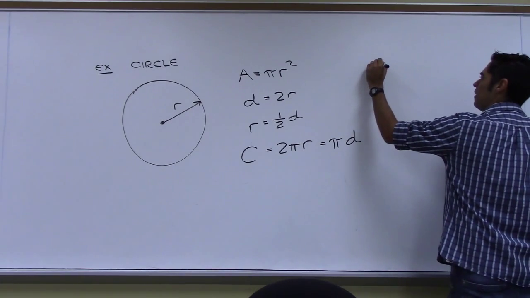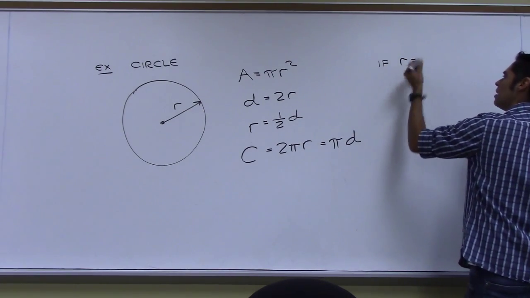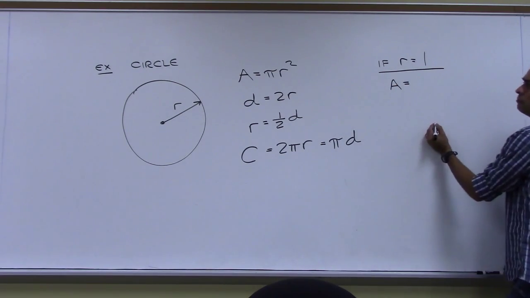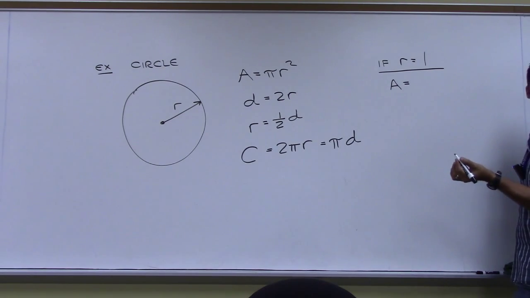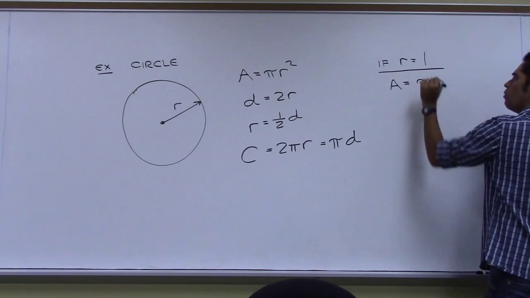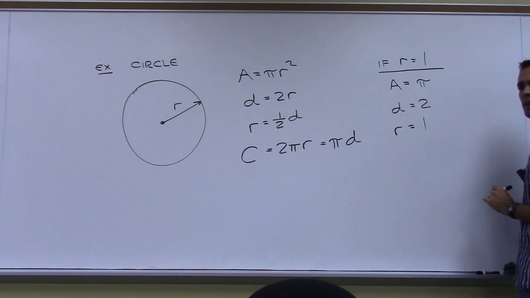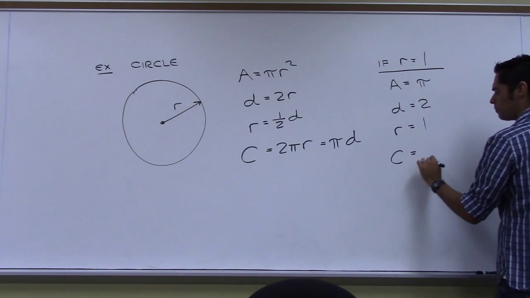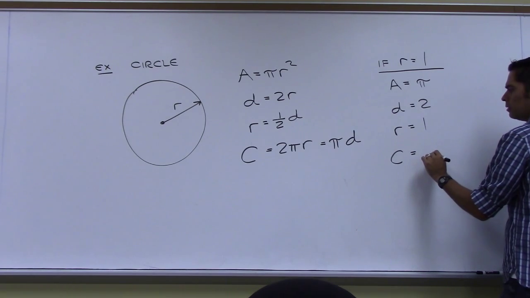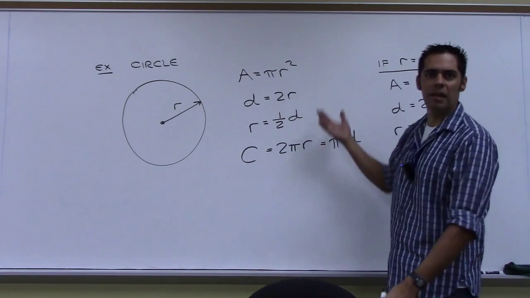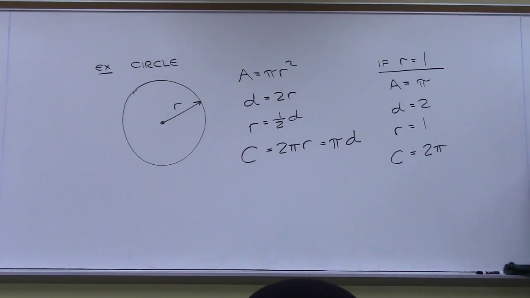So let's look at some specific examples. If r is 1, let's list out some things we know. What's the area of the circle? Pi. What would the diameter be? 2. Of course, the radius we already know is 1, because I told you that. And then the circumference would be 2 pi. I'm just taking all these equations and plugging in r as 1. There's no magic here. This is just plugging numbers in.